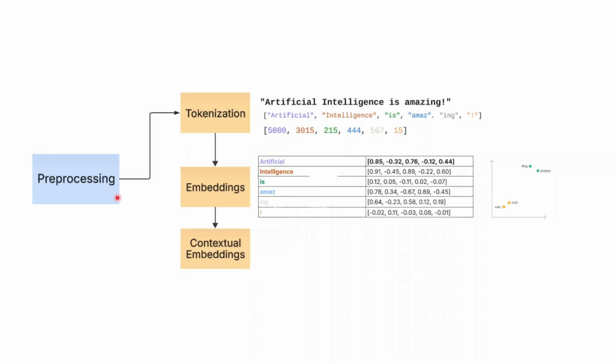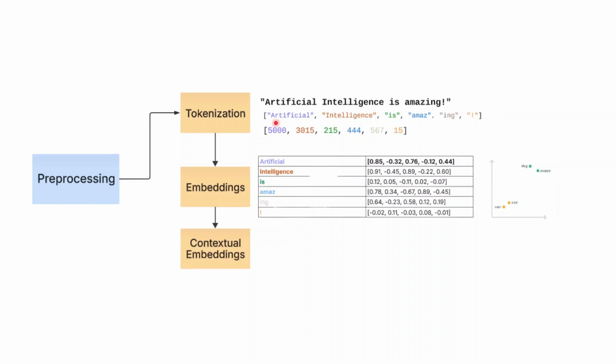The first step of pre-processing is tokenization, which is breaking the input into smaller units. LLMs don't process the entire word directly. Instead, the input is broken down into smaller tokens, which could be words, subwords, or characters. For example, the prompt "artificial intelligence is amazing" could be broken down into subwords like artificial, intelligence, is, amaze, ing, and a character.